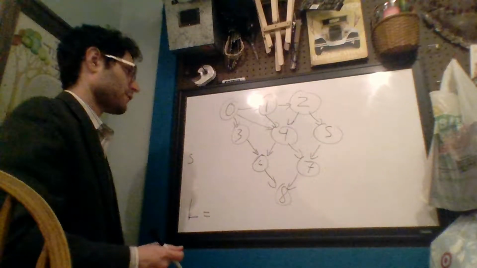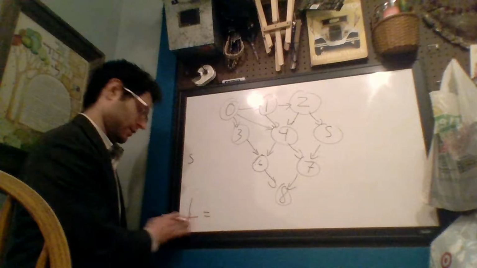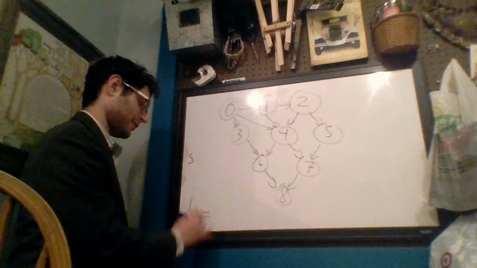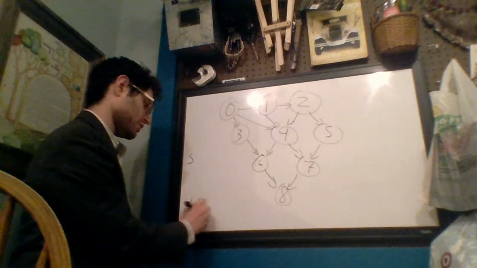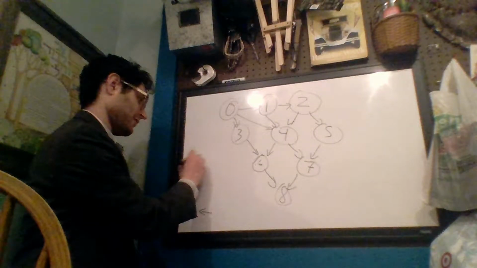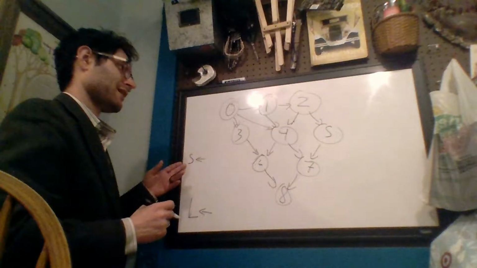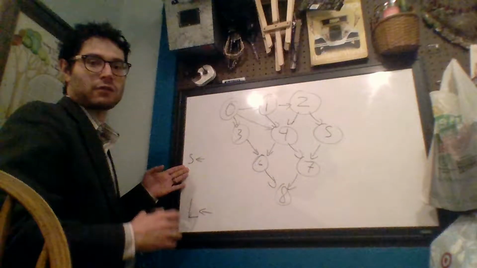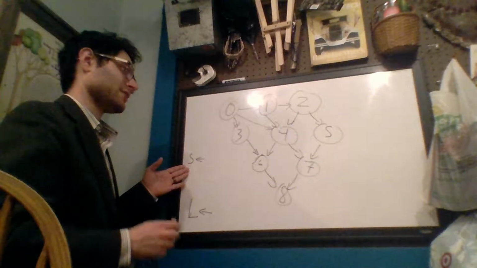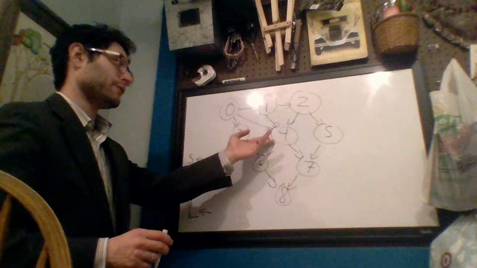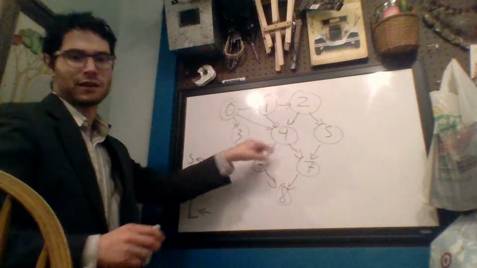Okay, so first thing we have to do is we've created our output list, L, and then we are going to go ahead and make our set. This set is all the nodes with an in degree of 0, all the nodes with no incoming edges. For instance, 4 has an in degree of 3 because there's 3 edges incoming to it.